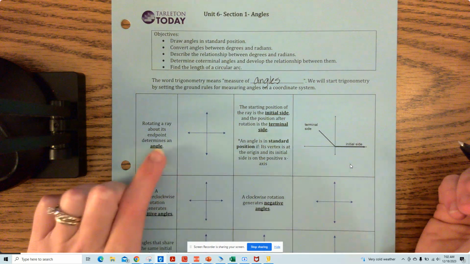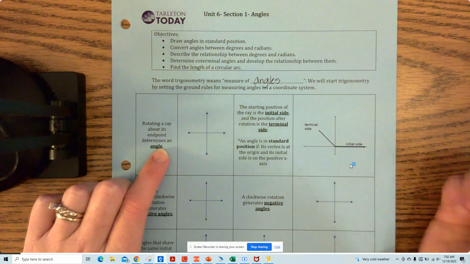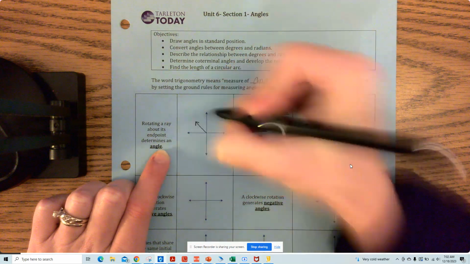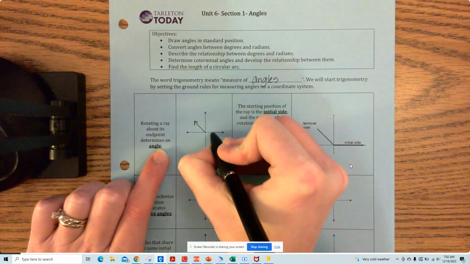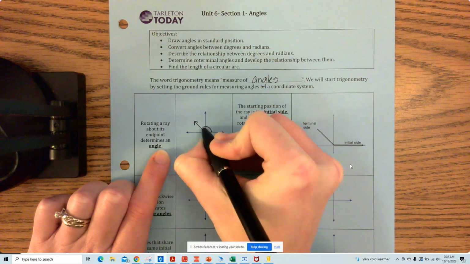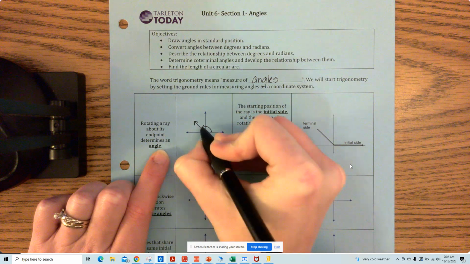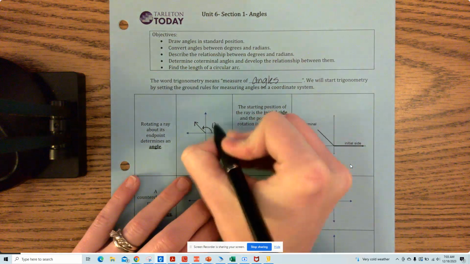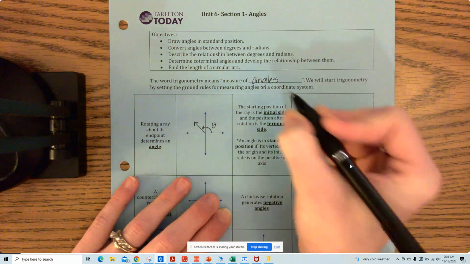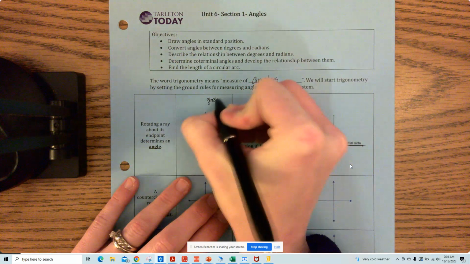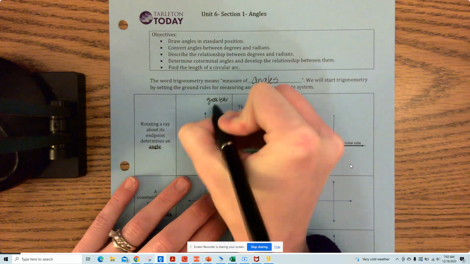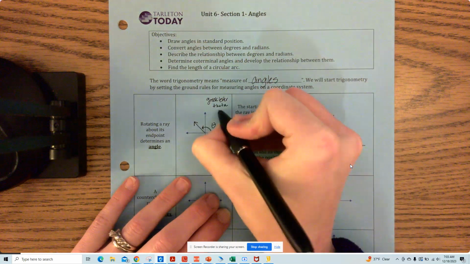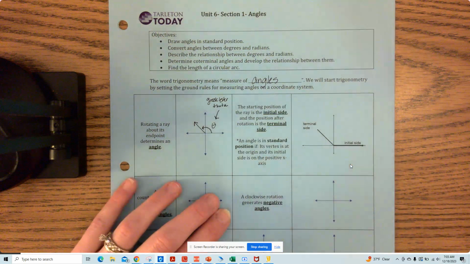Rotating a ray about its endpoint determines an angle. Say we have a line coming out like this. From the x-axis to where that line is, there's an angle formed by the x-axis and that line. And we use theta, the Greek letter theta, which is typically used to represent angles.